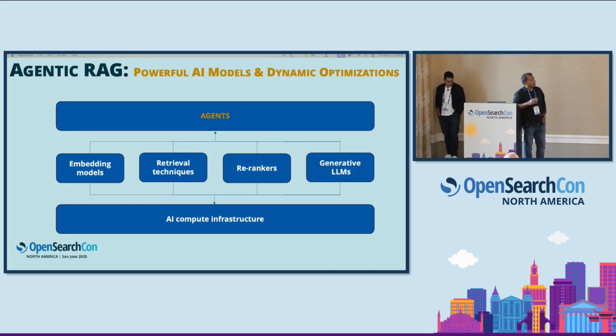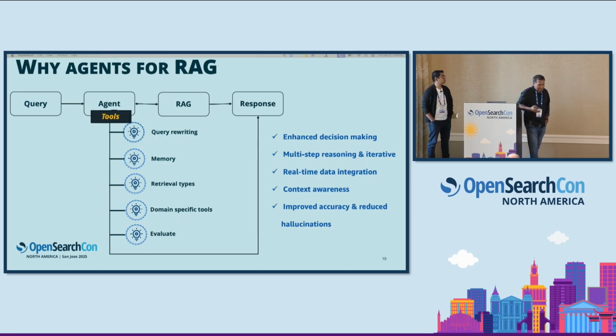So the key point here is, I think the future of RAG is going to be very much driven by the models, which are very powerful, very smart, and they can do dynamic optimizations and make a bunch of decisions on your behalf, and that's where the agentic frameworks play a big role. So if you look at why agents for RAG, right?